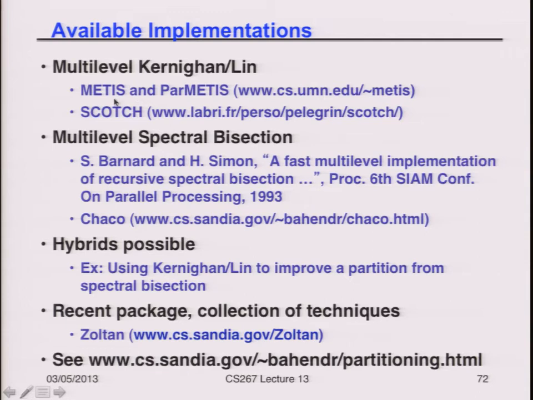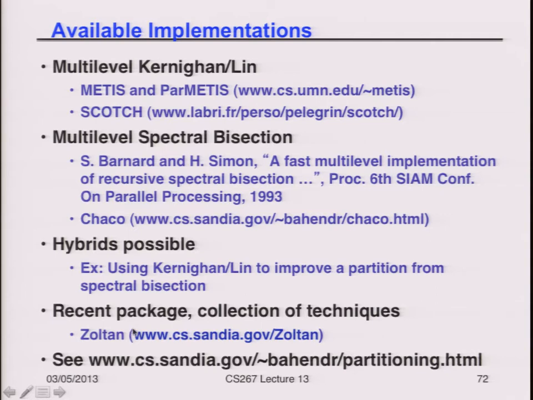So Metis was one of the first ones, which does multi-level Kernighan-Lin. That's a sequential implementation. ParMetis is a parallel version of that. Scotch, despite the name, was built in France, and that one may actually be getting a little bit more maintenance right now. It has had more recent releases than ParMetis has, and those are both multi-level Kernighan-Lin. For spectral bisection, Chaco is the one that I might point you to. That's at Sandia National Labs. And it's also possible to hybridize these, as you had mentioned.